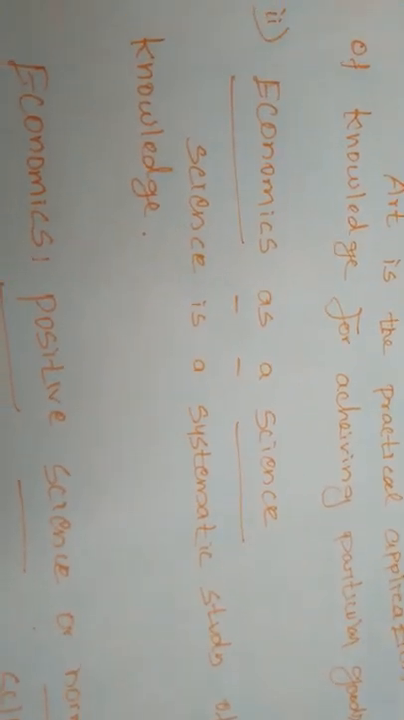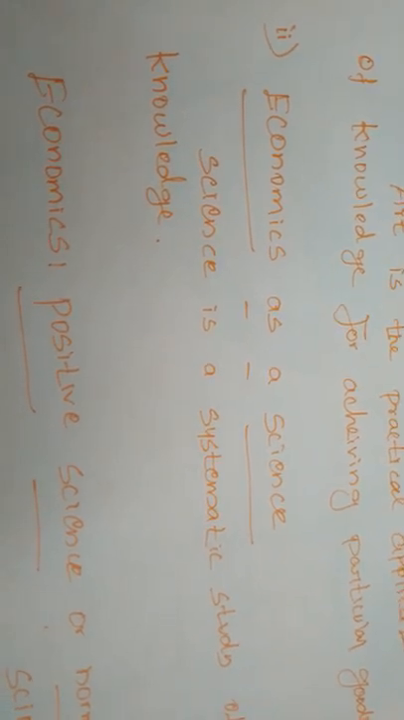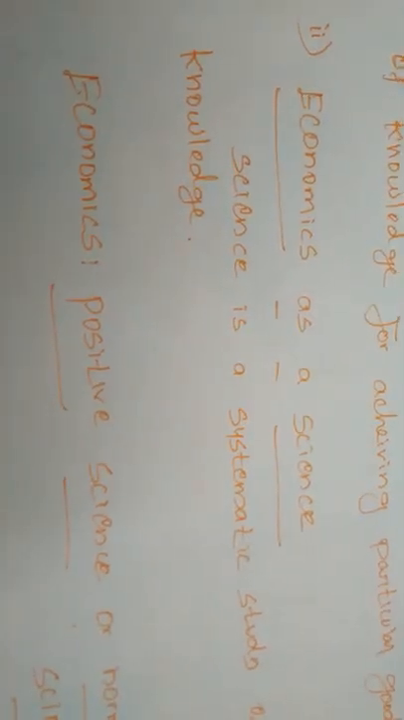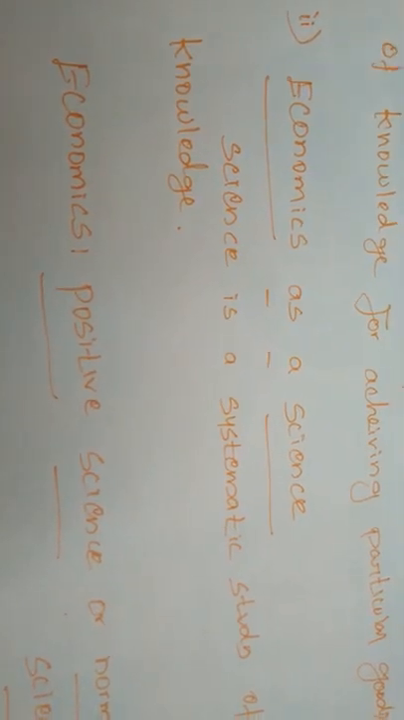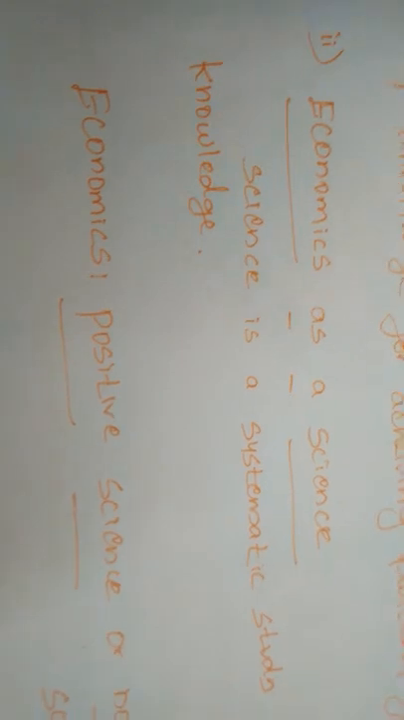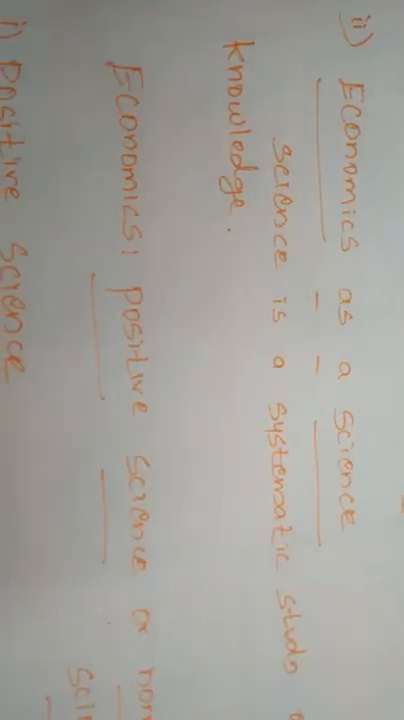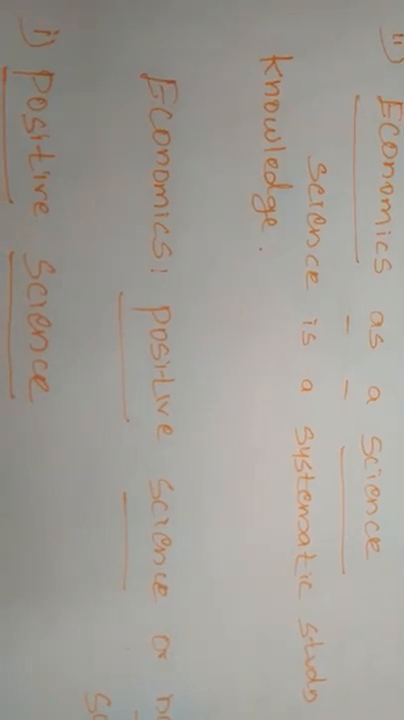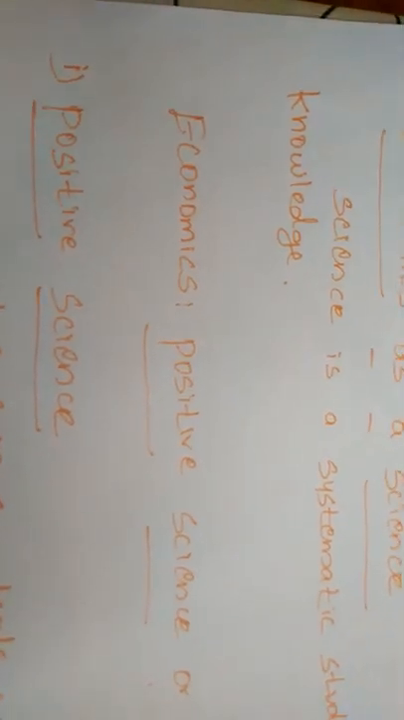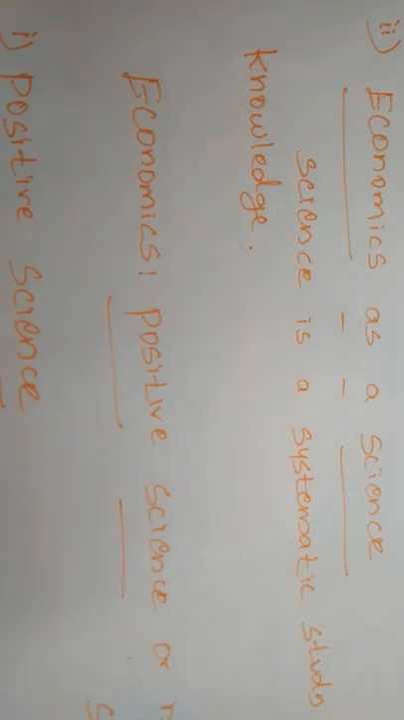Not only that, science develops the correlation between cause and effect, and scientific laws are derived or tested through experiment. In economics also, there are cause and effect relationships. For example, if you take the function of supply, the price is the cause. When the price is increased, the supply also will be increased.